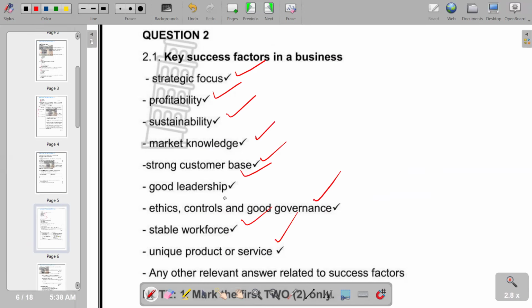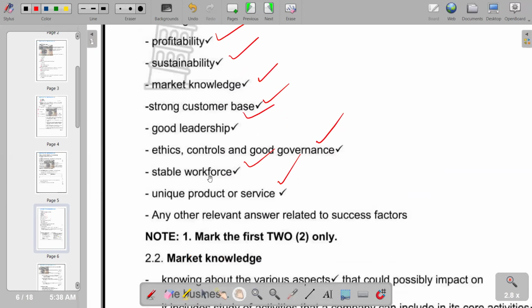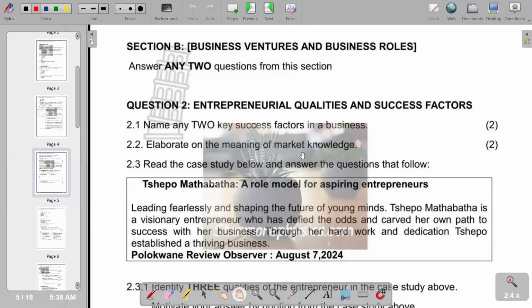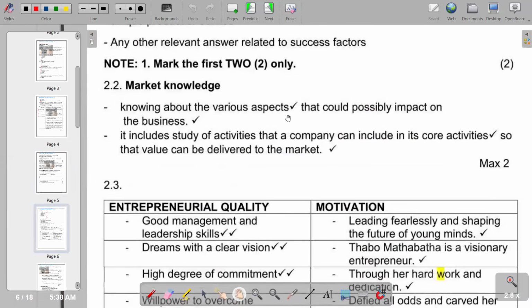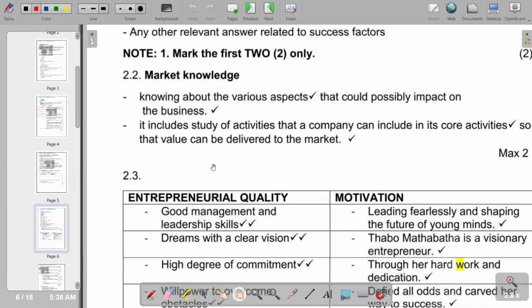So you can choose according to the question. It only requires two, so you can choose any two. We go to the next part of our question, which says elaborate on the meaning of market knowledge. So market knowledge is knowing about the various aspects that could possibly impact on the business. It includes the type of activities that a company can include in its core activities so that value can be delivered to the market. So this is market knowledge.